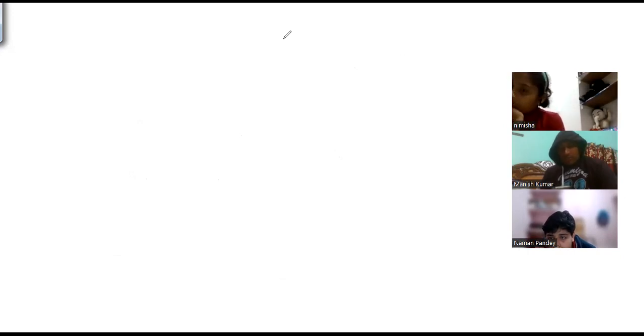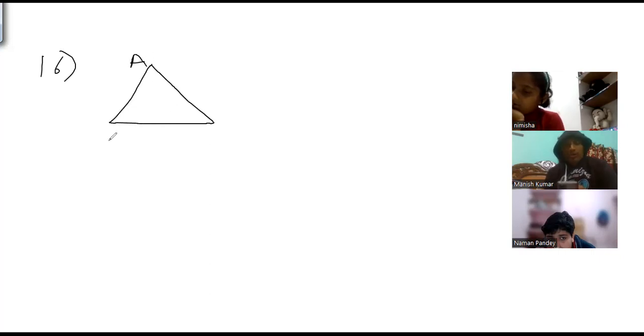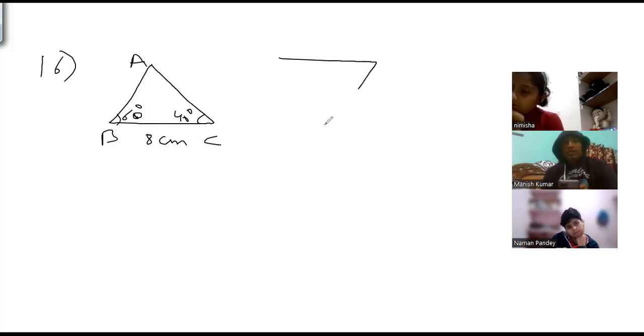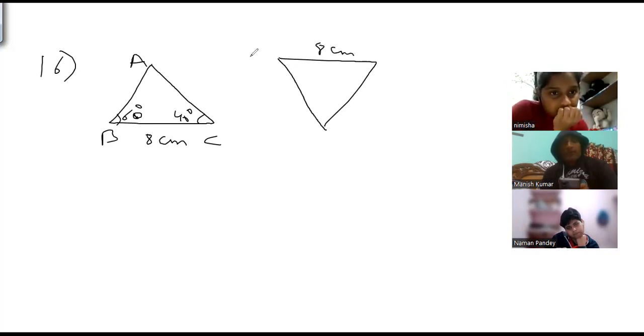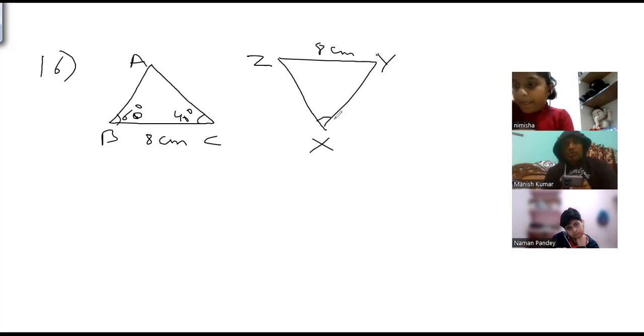Then you were stuck on question number 16. Two figures are given. Figures make the questions interesting, so you should be 100% confident about them. It is helping a lot. This is given as 60 degrees. This one is given as 40 degrees. And this one is given as 8 centimeters. And here there is a triangle like this. Here we can write Z vertex, here Y vertex, and here it is written as X.